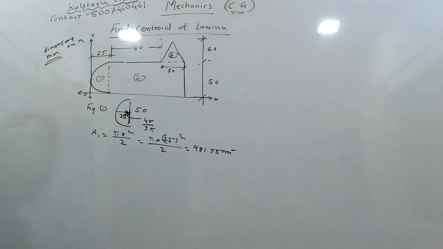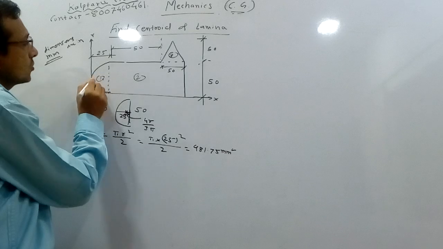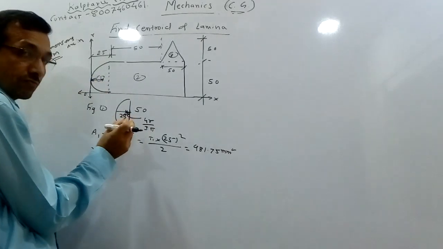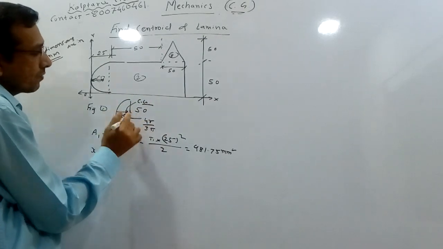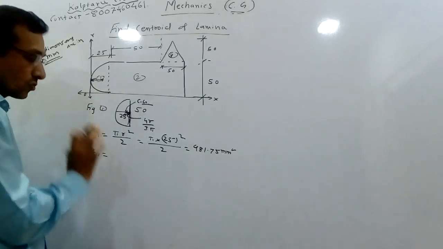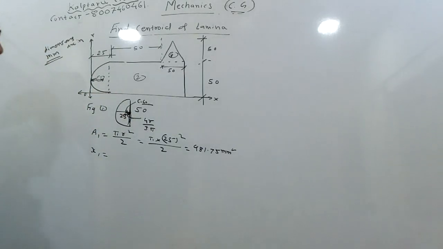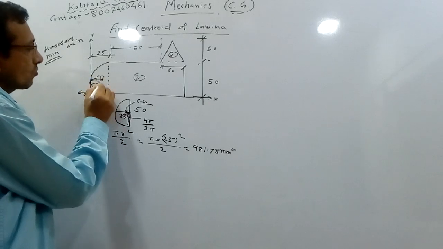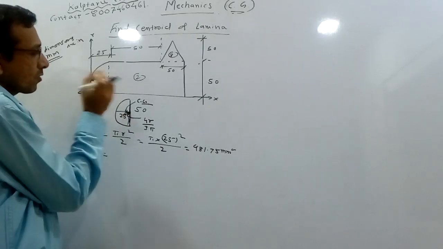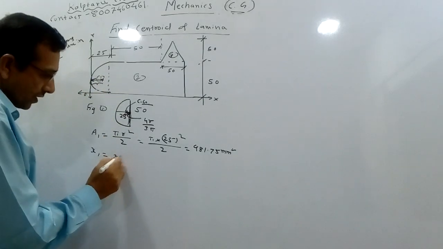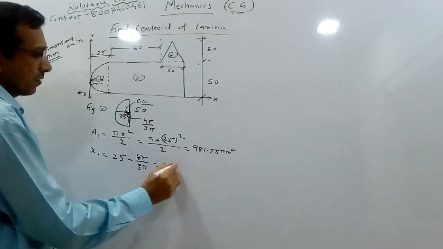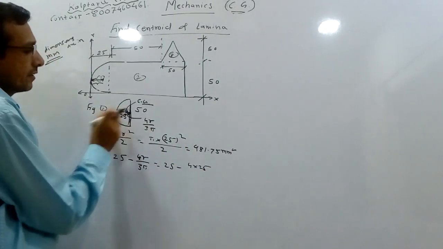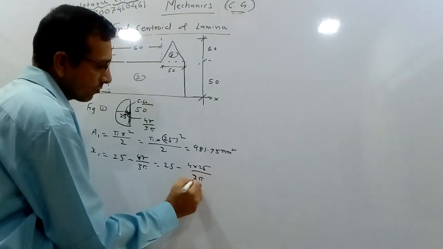Okay. Now x1. What is the x1 meaning? Distance from y-axis. Now this we have to calculate. I already told you that the CG is at a distance of 4r by 3 pi from the base, not from the apex. So here we have to find x1, this distance from y-axis. So how to find this distance? By formula you get this distance. Then I have to find like that, 25 minus 4r upon 3 pi. So 25 minus 4 into the radius 25 upon 3 pi.